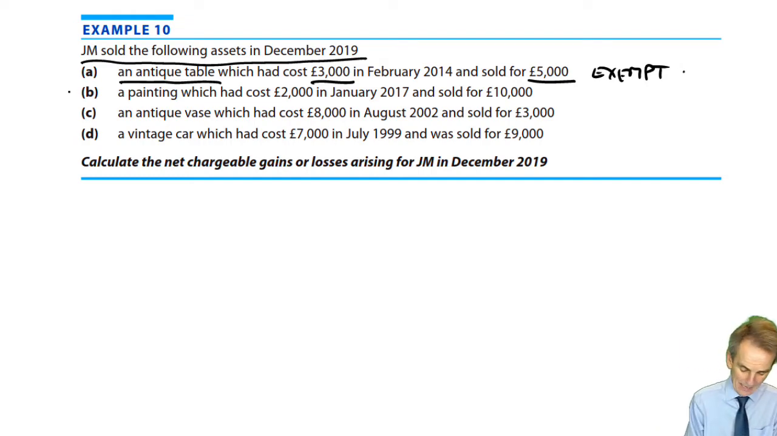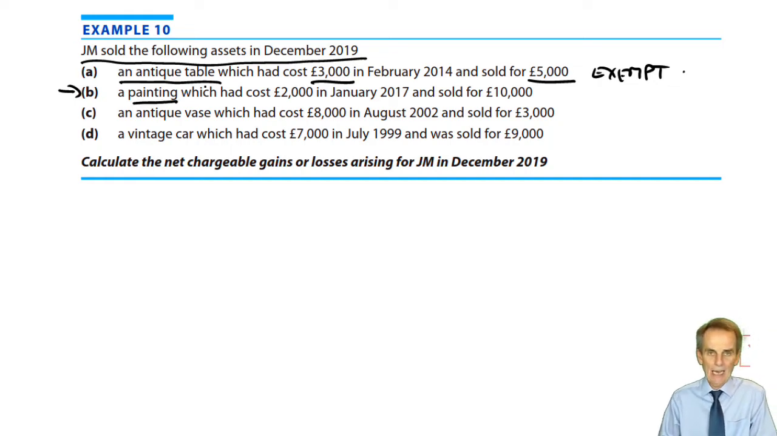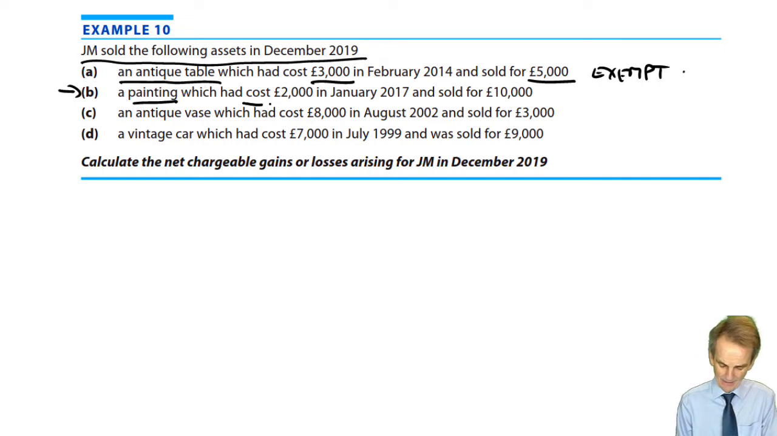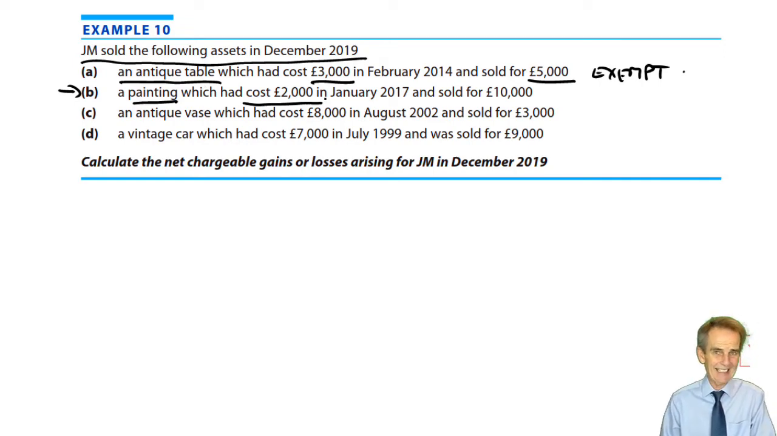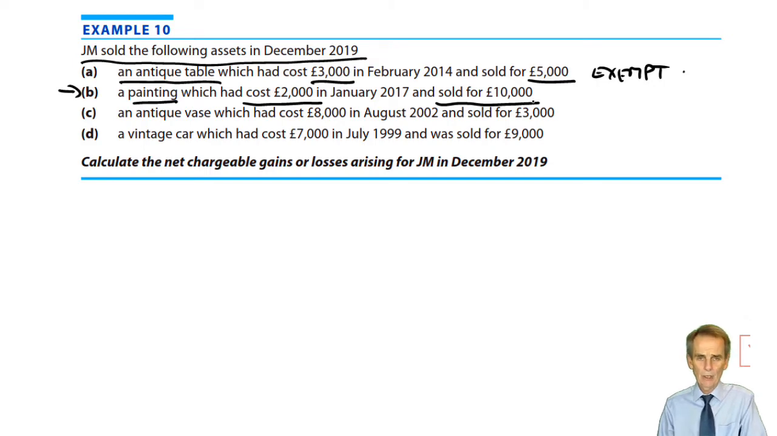If we had part B to deal with in a question, a painting. Well, again, that's tangible, movable property. This is a chattel. This time, cost £2,000, so again, it's less than £6,000, the chattel exemption limit. But of course, we sold for £10,000. So where you've got a chattel bought for less than 6, sold for more than 6, we do the two calculations. You do your actual gains calculation. Well, that's simple enough. There's your proceeds at 10. There's your cost of 2.